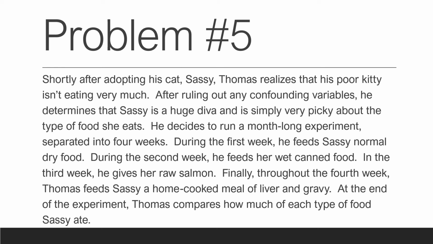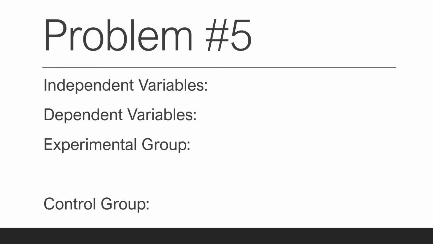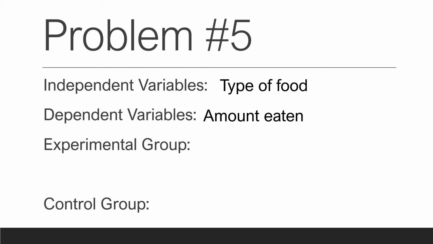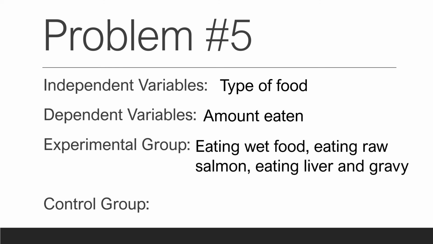At the end of the experiment, Thomas compares how much of each type of food Sassy ate. Thomas was trying to test what type of food the cat preferred, and that can be measured in the amount of food eaten. Therefore, the independent variable is the type of food, and the dependent variable is the amount eaten. The experimental group was pretty difficult here because there were 3. The experimental groups were eating wet food, eating raw salmon, and eating liver and gravy. We have to assume that the cat was normally given dry food, and so this dry food is considered the control group.